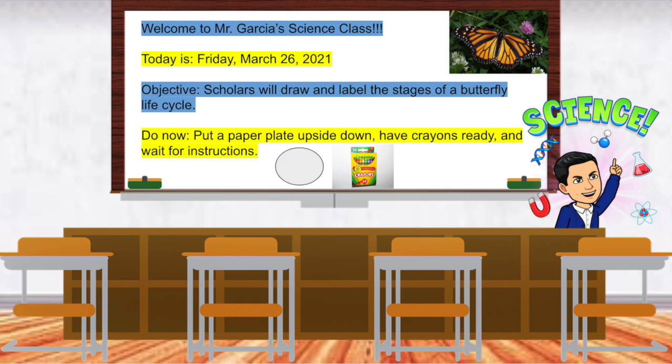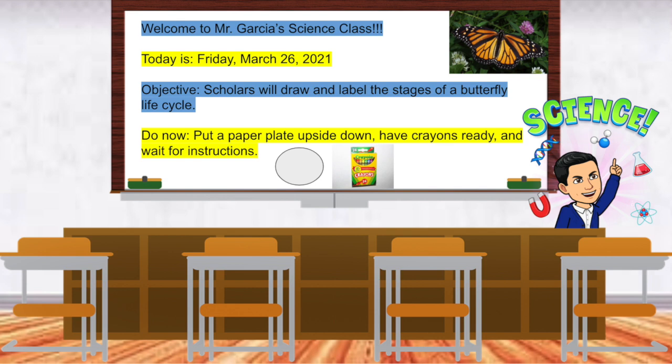Attention first grade Hornet scholars, it is now time for science class with Mr. Garcia. Alrighty scholars, welcome to Science with Mr. Garcia's class. Today is Friday, March 26, 2021. Our objective is scholars will draw and label the stages of a butterfly life cycle.